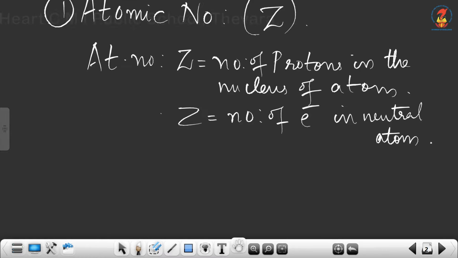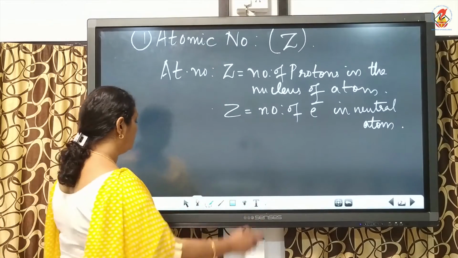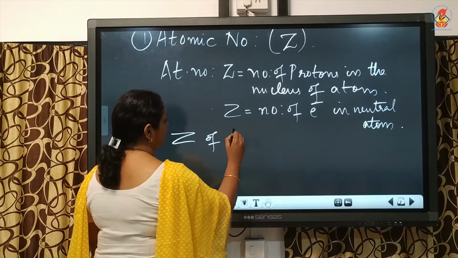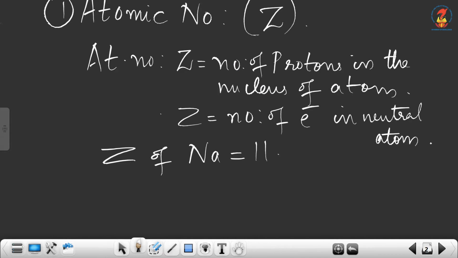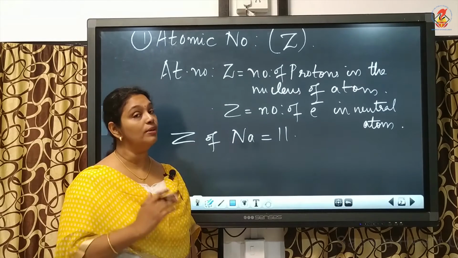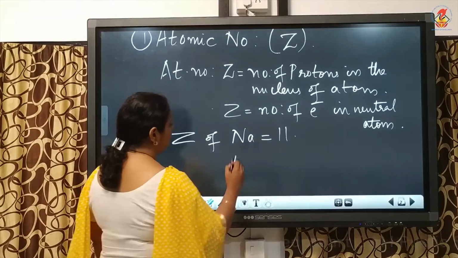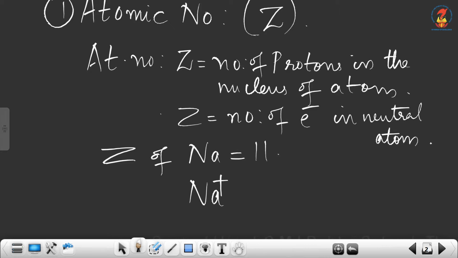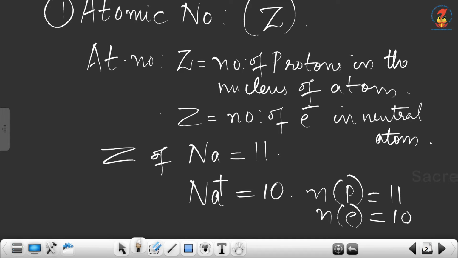Now, for example, you know that the atomic number Z of sodium is equal to 11. So you can say the number of protons present in a sodium atom is 11, and the number of electrons present in a sodium atom is also equal to 11. Now, if it is Na plus, what do you mean by Na plus? Na plus means one electron is removed from the sodium atom. So, Na plus will have only 10 electrons. The number of protons will remain the same, equal to atomic number 11, but the number of electrons will be 10 because Na plus is formed by removing one electron.